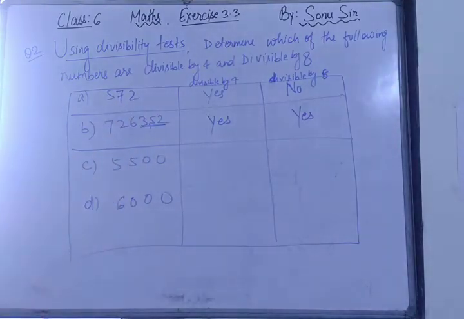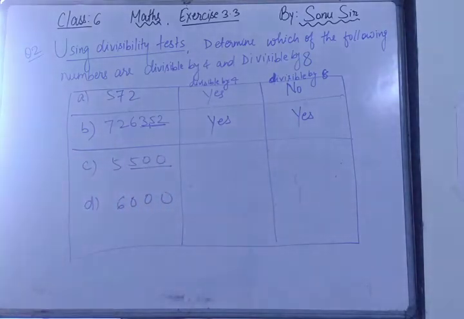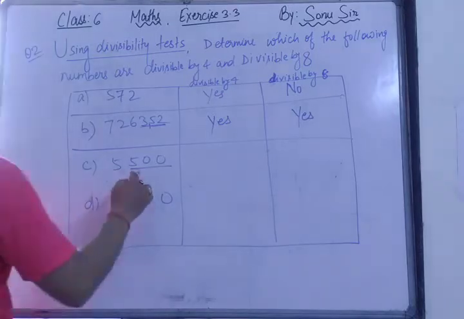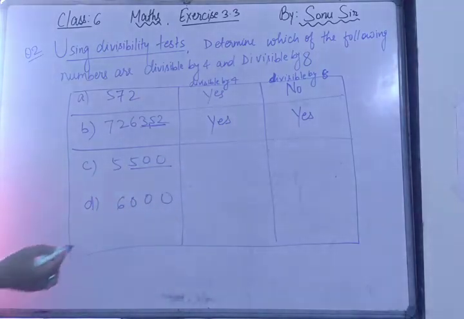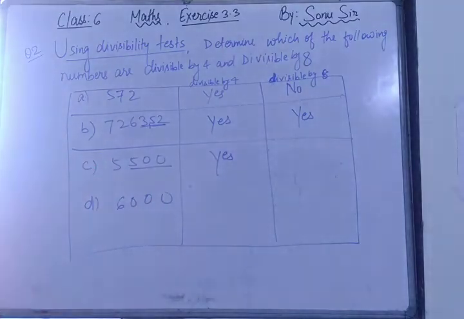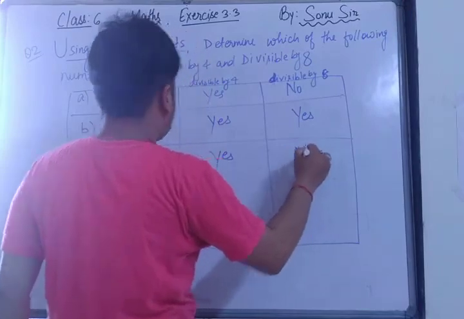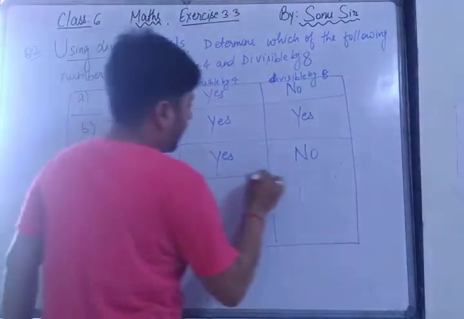Now tell me about these last 3 digits. Is this number divisible by 4? Yes, why not? 4 1s are 4, 10, 4 2s are 8, and 4 5s are 20. So yes, this number is divisible by 4. What about 8? 8 6s are 48 and 20. 8 2s are 16. It's not divisible. 4 will be the remainder. So this number is not divisible by 8.